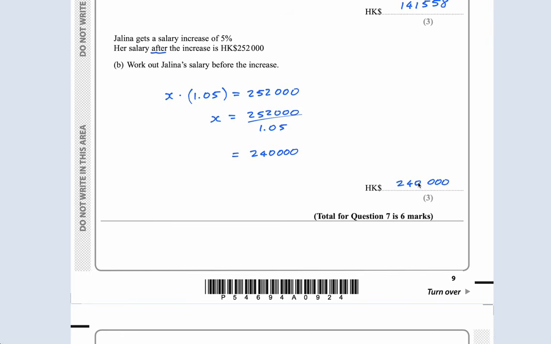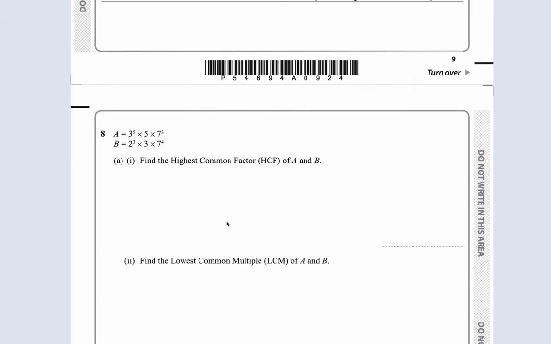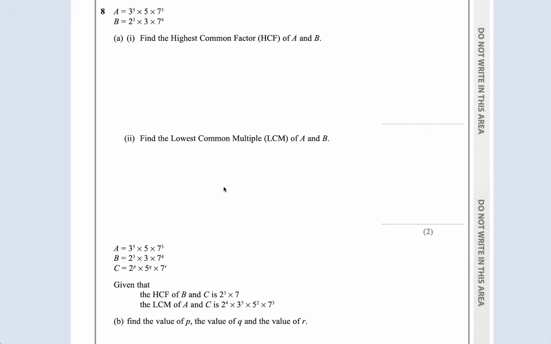I always look at that. Does that make sense? Well, yeah, because she made that much money. That's a good salary, and she got an increase and it went to that, so that makes sense. Okay, question 8. Find the highest common factor of a and b.